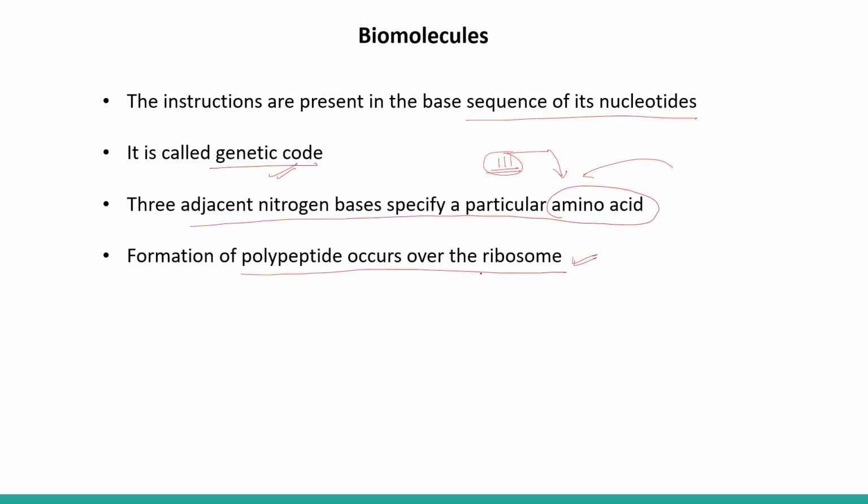So now here you can see, for the formation of protein, mRNA is required, tRNA is required, and ribosome, that is having rRNA, that is also required. So this is all about the nucleic acid.